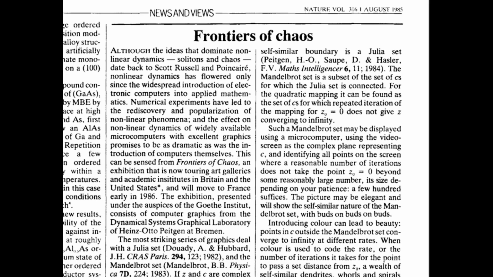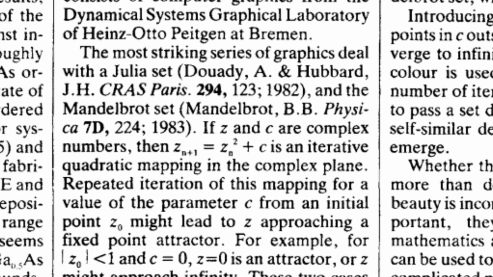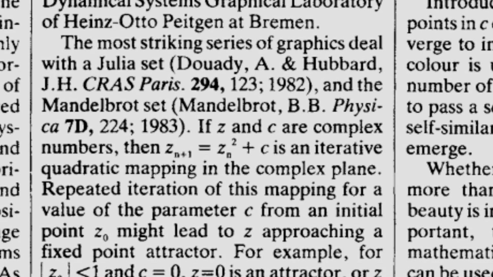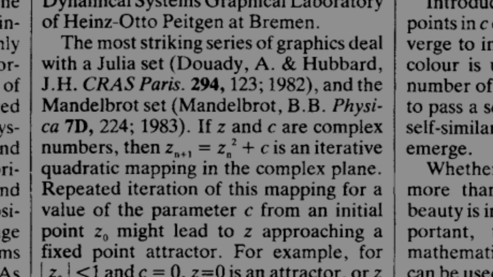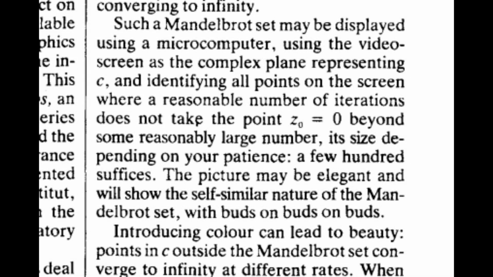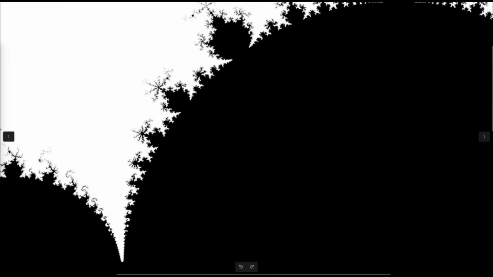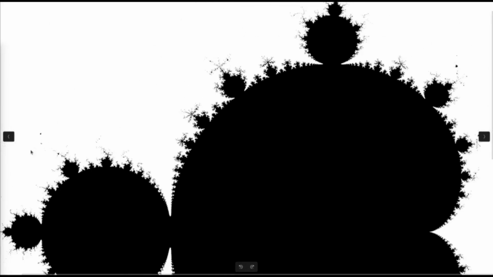You pick a region of the complex plane and cut it up into discrete pixels and test each pixel as a complex number. It's kind of cool that this depends on the same mathematical object that makes quantum computing possible, complex numbers. And I love the 1985 description that you need a, quote, reasonable number of iterations to see if you take z beyond some reasonably large number, its size depending on your patience.